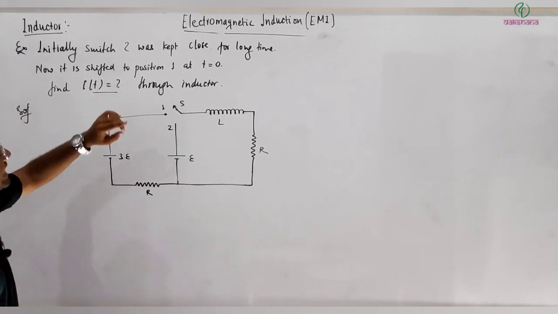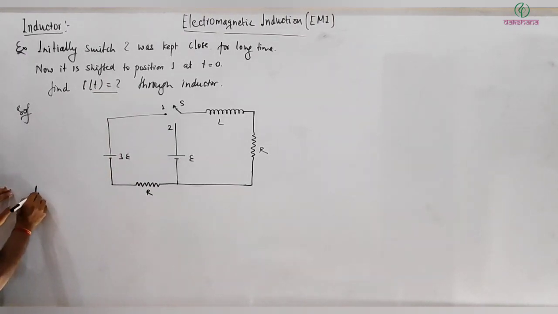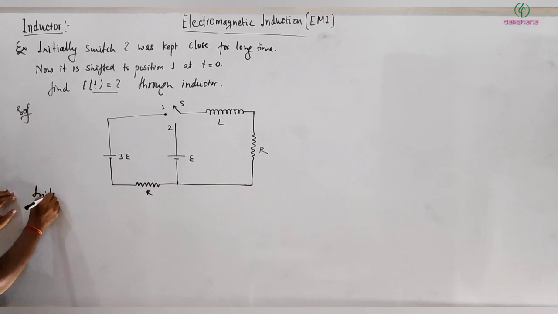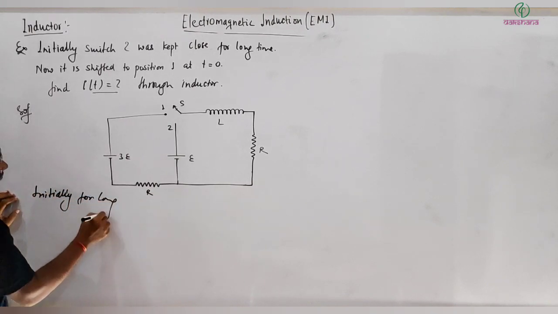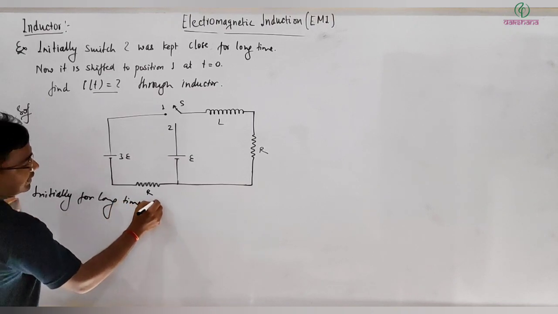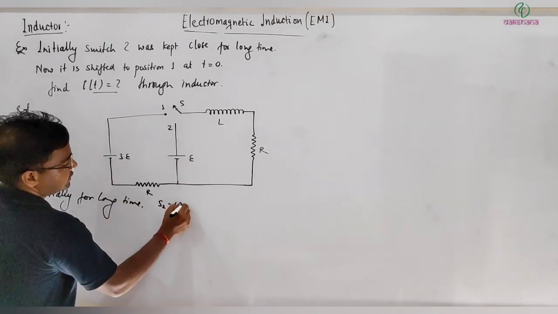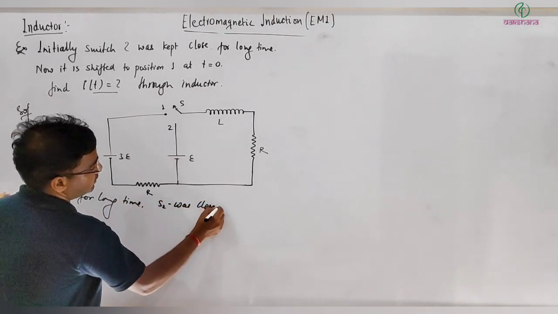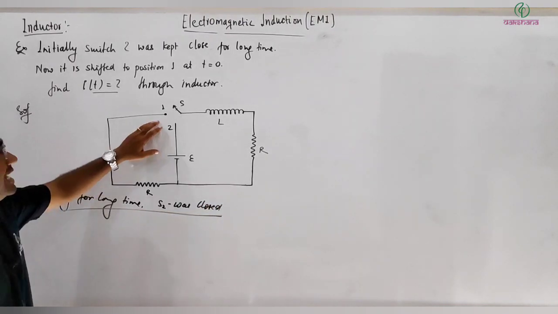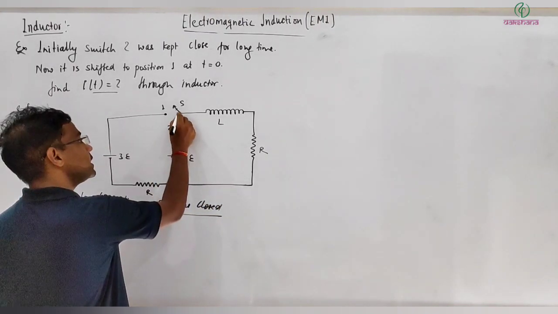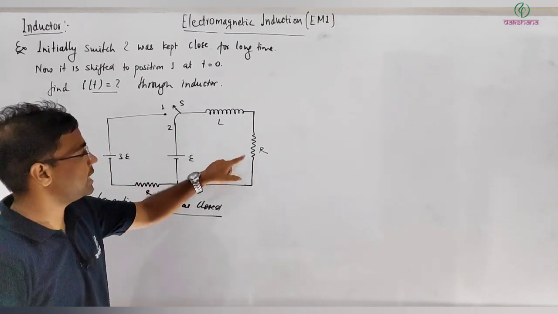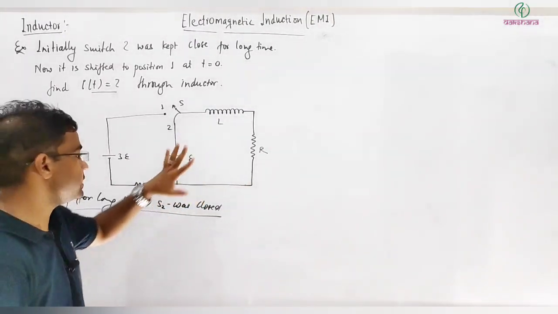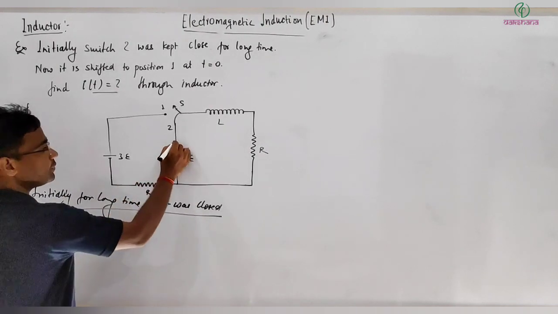So initially, for a long time, S2 was kept closed. In this situation, S1 was open and the circuit was like this. S2 was kept closed. So what is E, L and R? So this is the circuit. So I can write I, right?